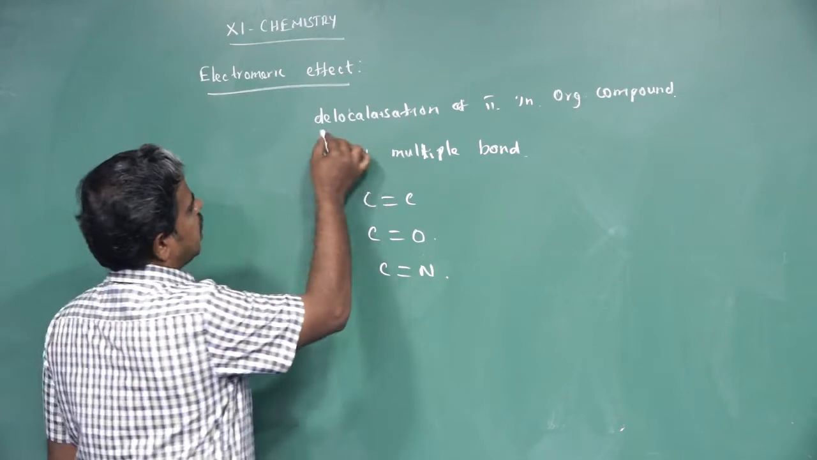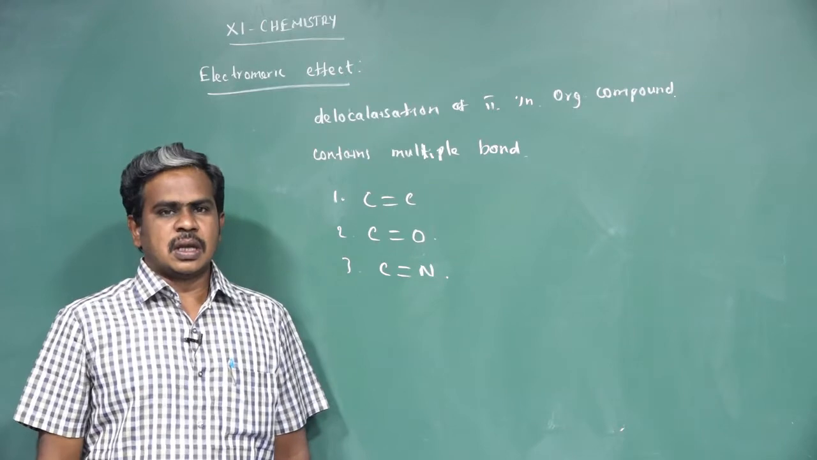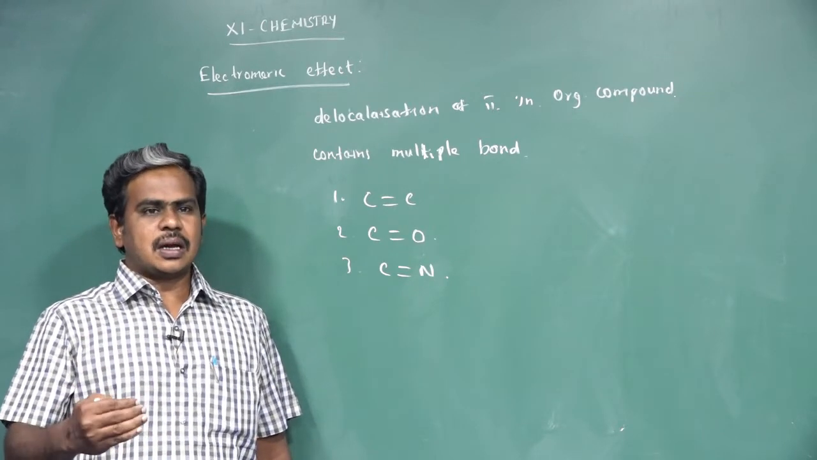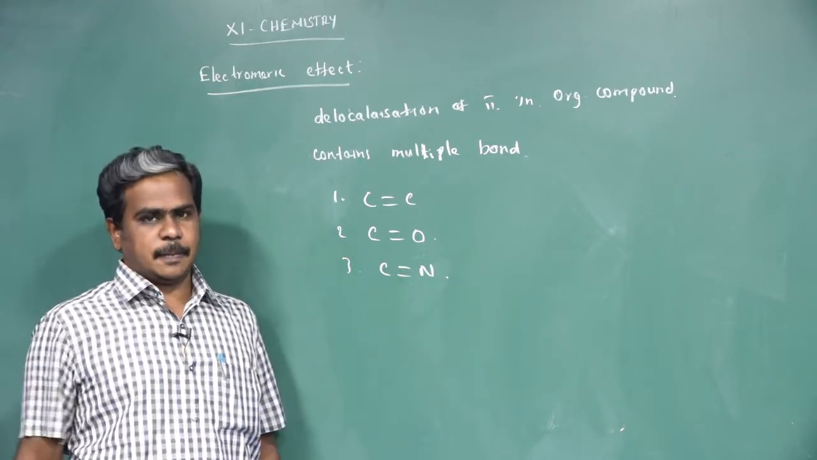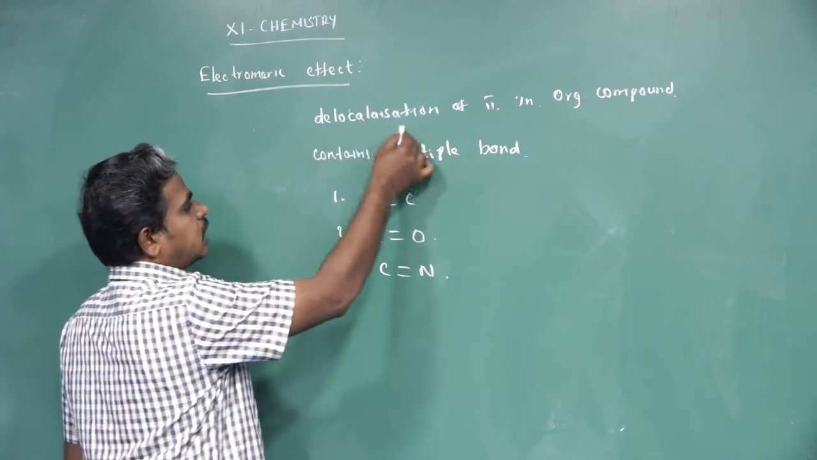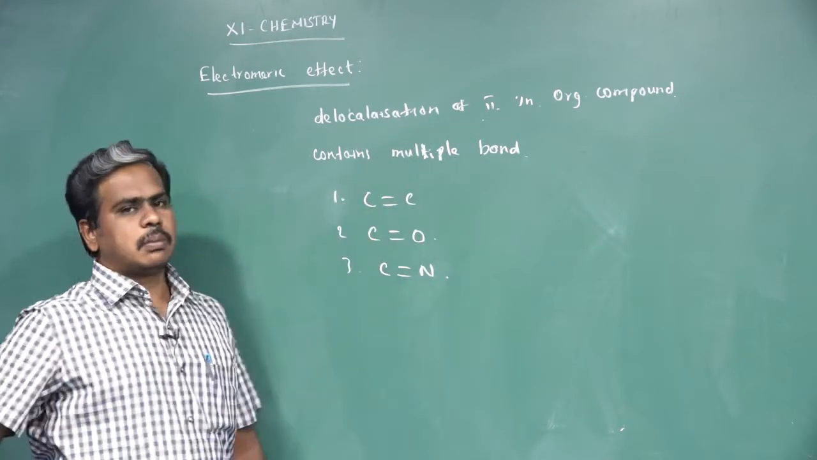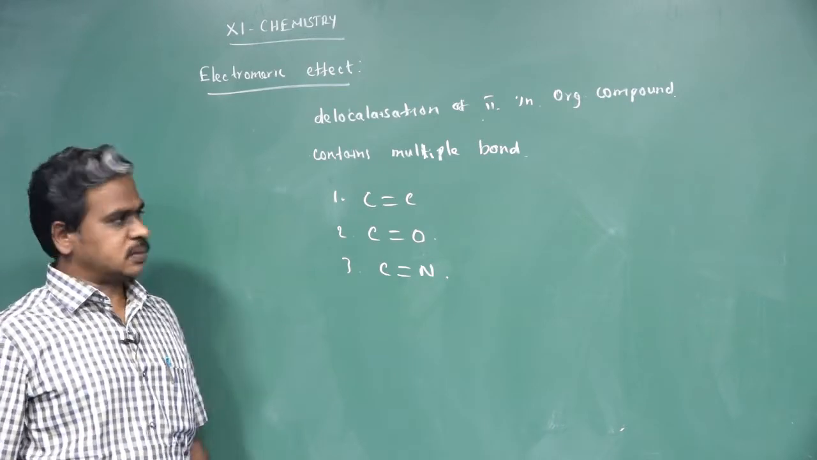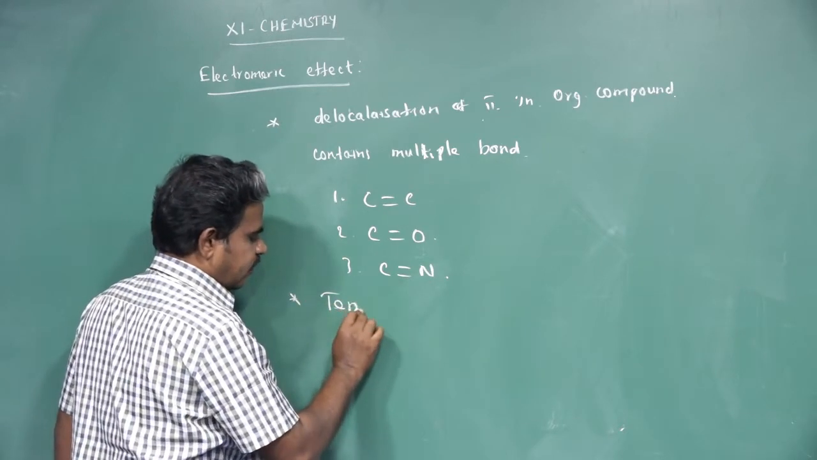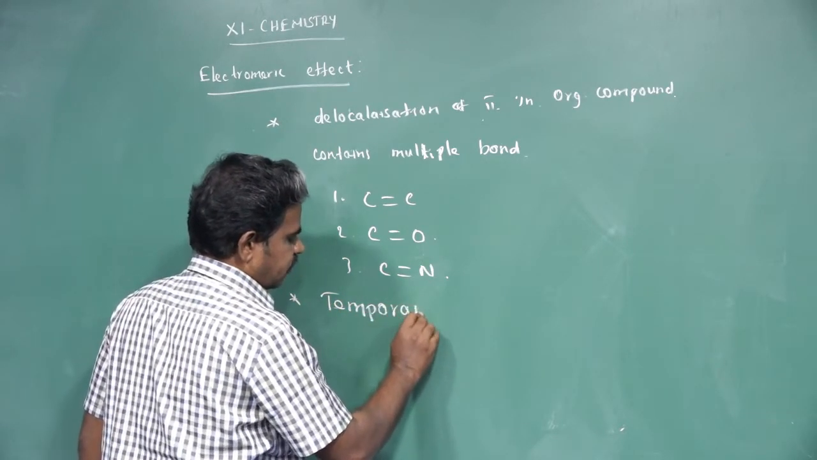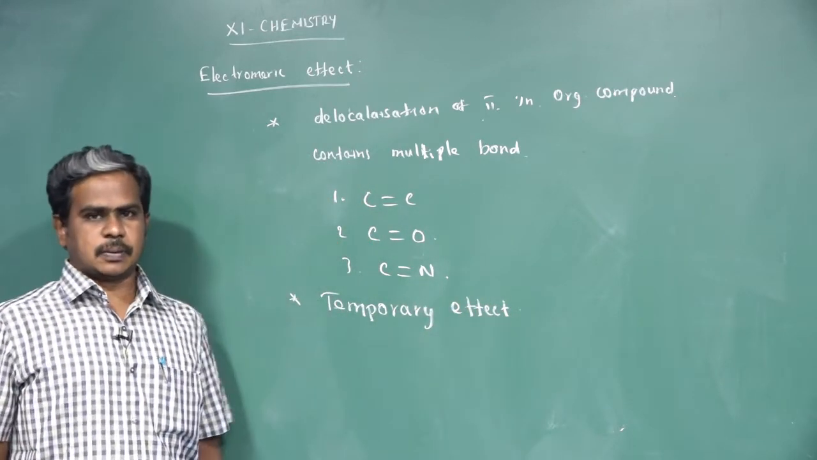Now, what do you mean by delocalization? Delocalization is nothing but the electron is not present in a single atom. It will be moving. So the movement of pi electron in organic compounds containing multiple bonds is called the electromeric effect. And this electromeric effect is a temporary effect, not a permanent one.